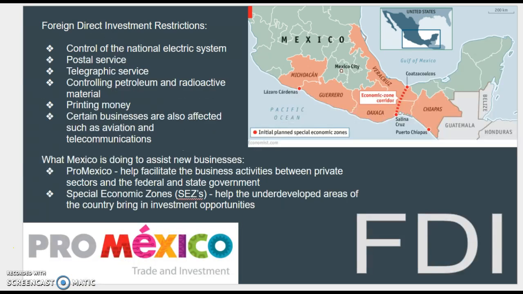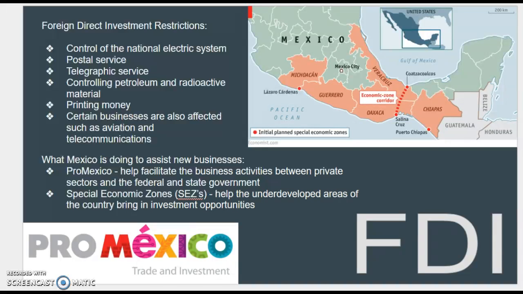The Mexican government does have restrictions on certain sectors of the country. These sectors include control of the national electric system, postal service, telegraphic service, controlling petroleum and radioactive material, and printing money, among others. Certain businesses are also affected, such as aviation and telecommunication. These restrictions would be things to consider when establishing a business relationship with Mexico.